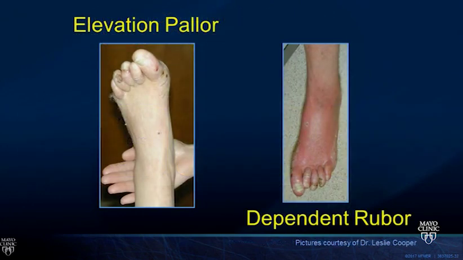Oftentimes for the patients with chronic limb ischemia, you lift up their foot, they get elevation pallor, they have their feet dangling on the exam table, they get dependent rubor.